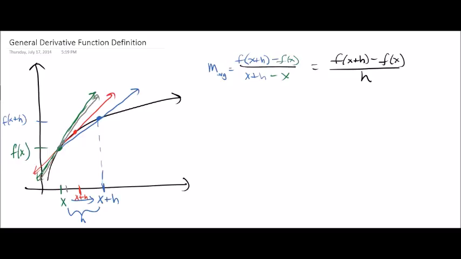So as I make h smaller, the slope of the average line, the average rate of change, gets much closer to the slope of the tangent line.